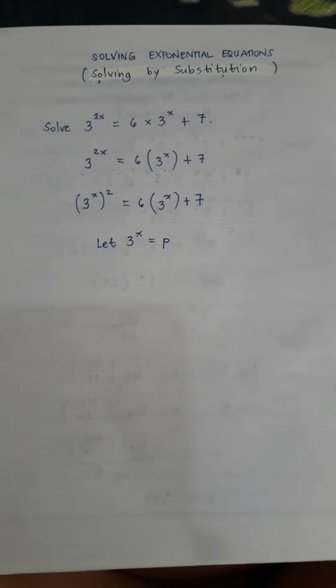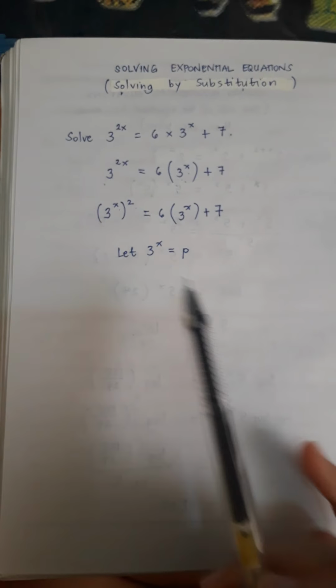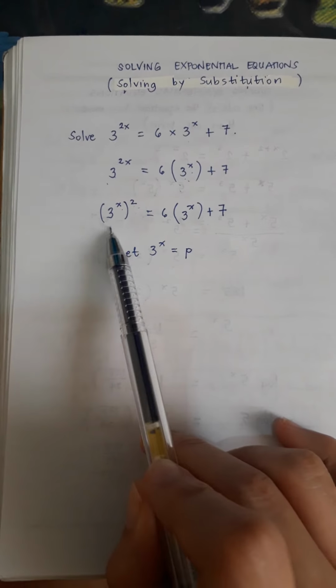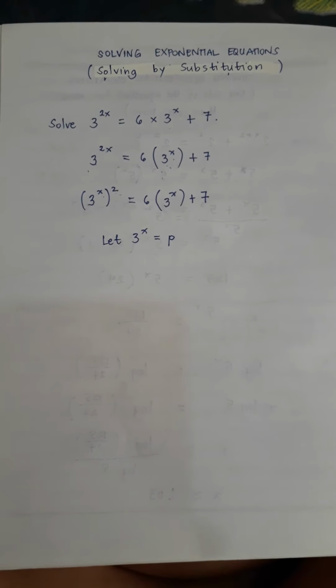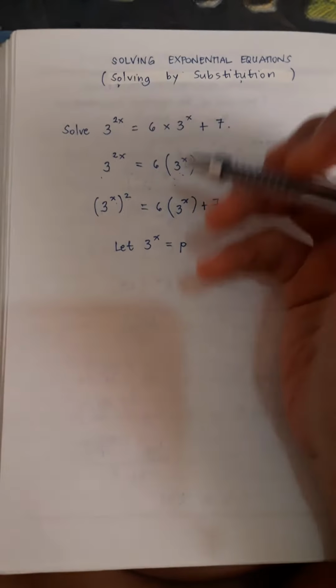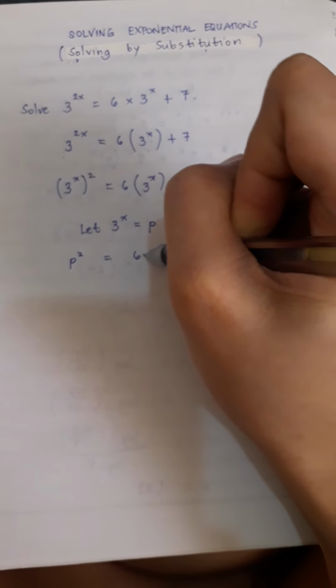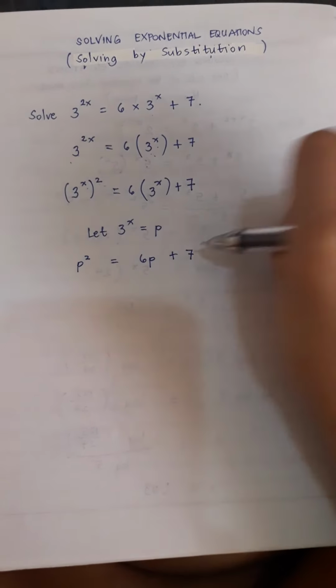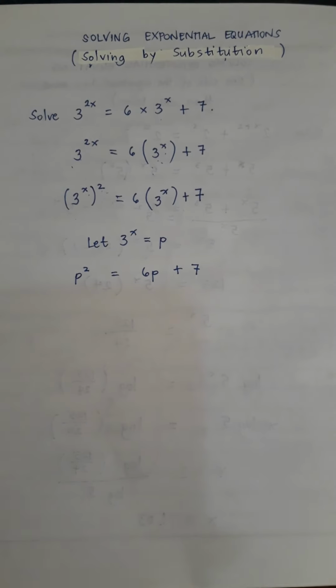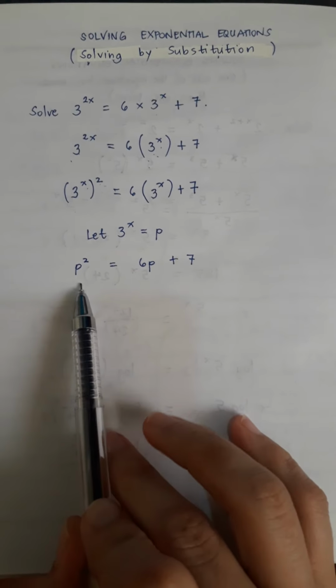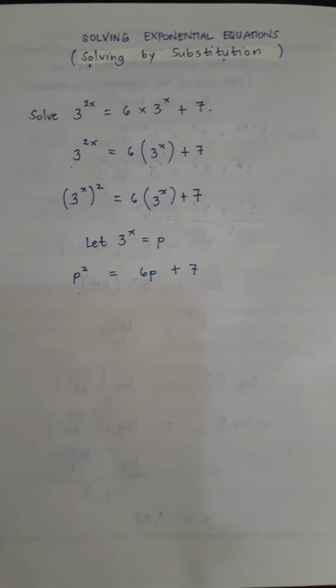If we let 3 to the power of x be, say, p. We represent 3 to the power of x as p because we have 3 to the power of x on both sides, left and right. What will happen to the equation? The equation can be written in terms of p. And it will be p squared equal to 6p plus 7, which you should recognize as a quadratic equation in terms of p.